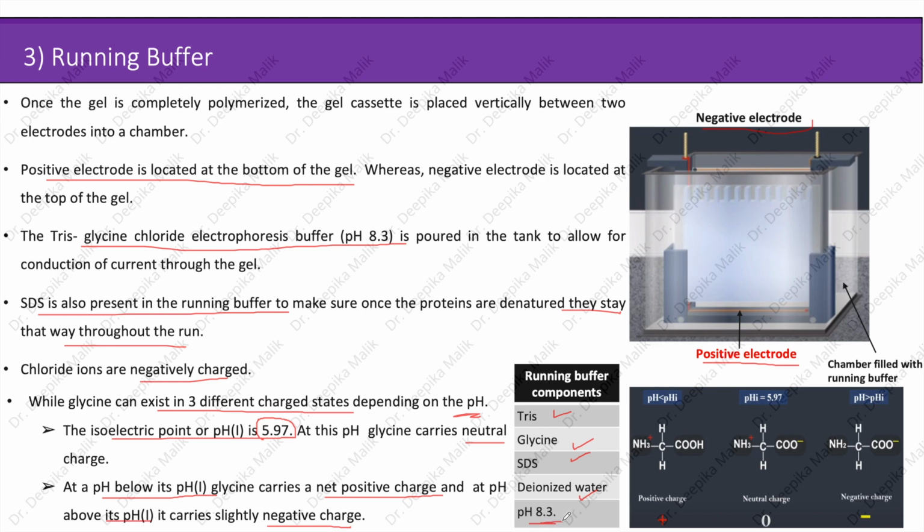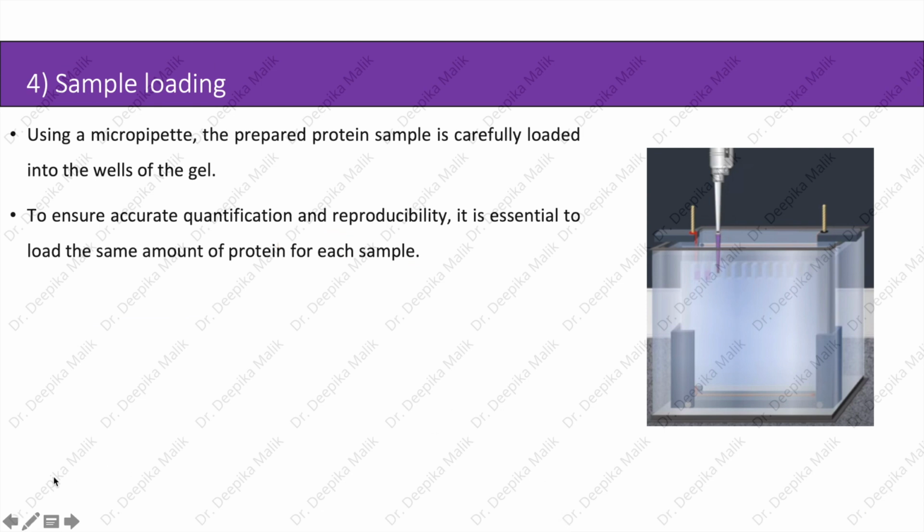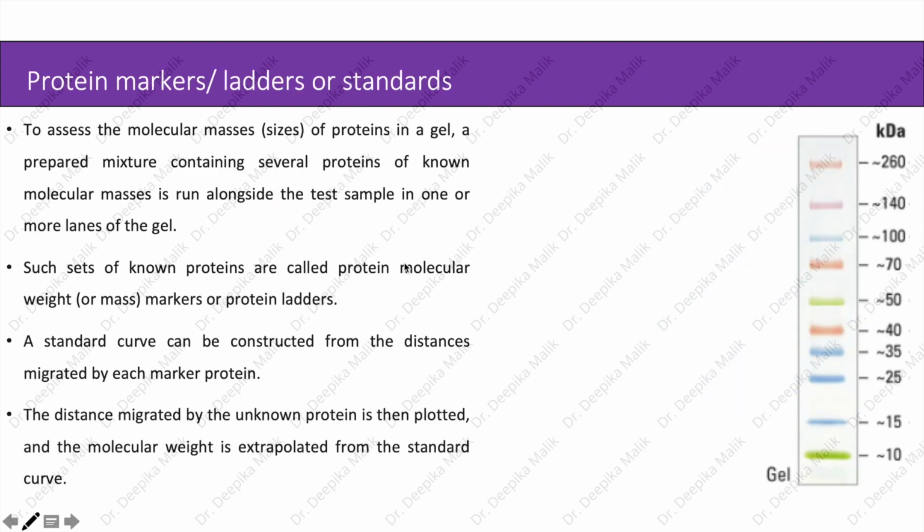Now by using a micropipette, the prepared protein sample is carefully loaded into the wells of the gel, as you can see here in the diagram. To ensure accurate quantification and reproducibility, it is essential to load the same amount of protein for each sample. Further, to assess the molecular masses or sizes of proteins in a gel, a prepared mixture containing several proteins of known molecular masses is run alongside the test sample in one or more lanes of the gel. Such sets of known proteins are called protein molecular weight or mass markers or protein ladders.